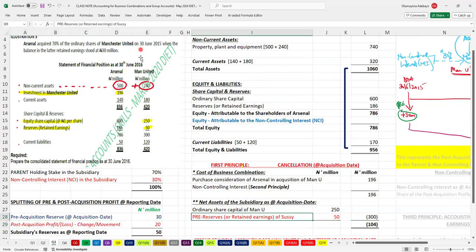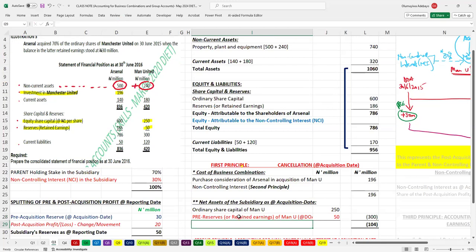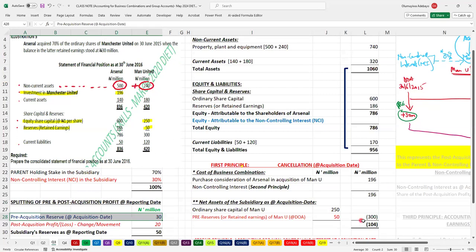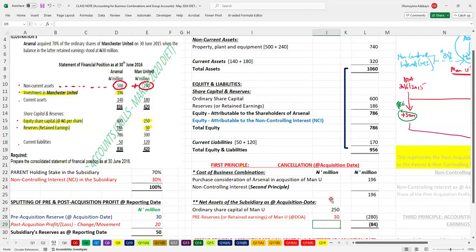Which means what I need here is a pre-acquisition reserve as at acquisition date. Okay, and that is Man United, not Suzy. And therefore, what is that? That is 30, if we go back to our discussion. What is our pre-acquisition reserve? 30. Therefore, I link it to 30, which makes 280 my pre-acquisition net asset. Now, what happens to this 20? Let me take us to our notes.